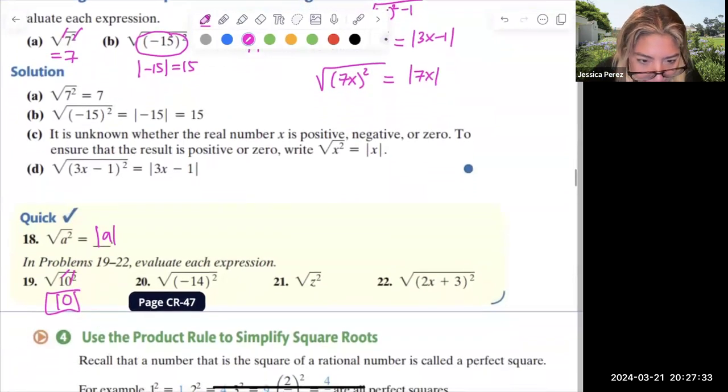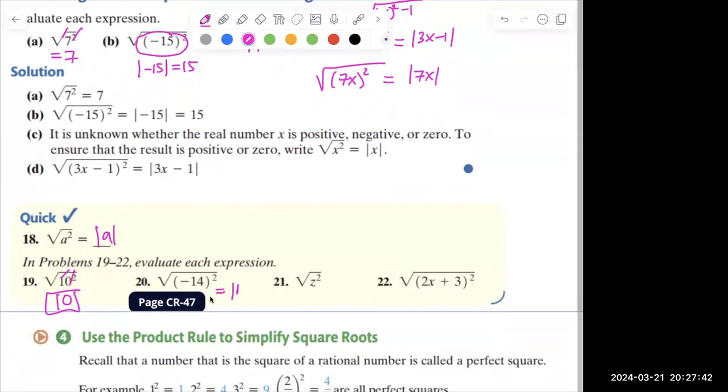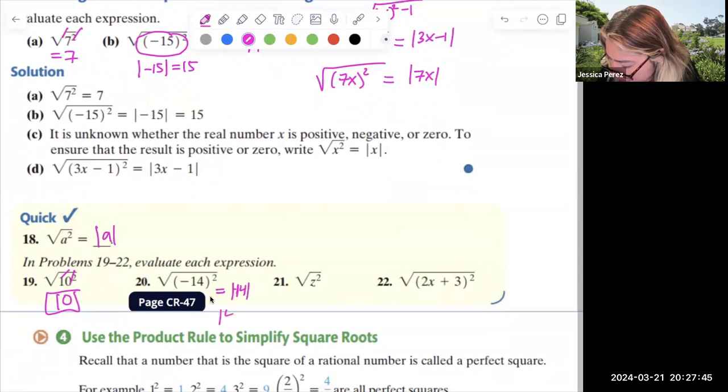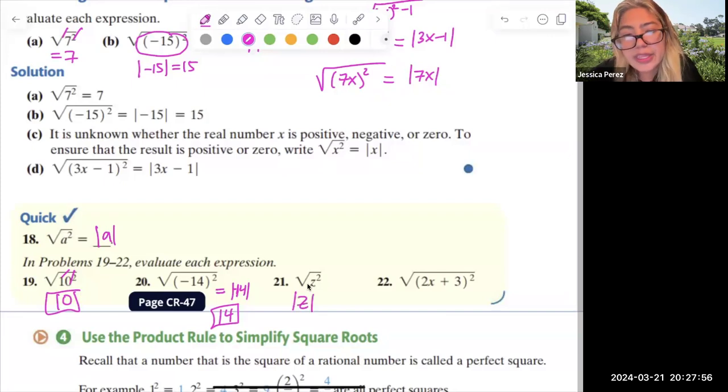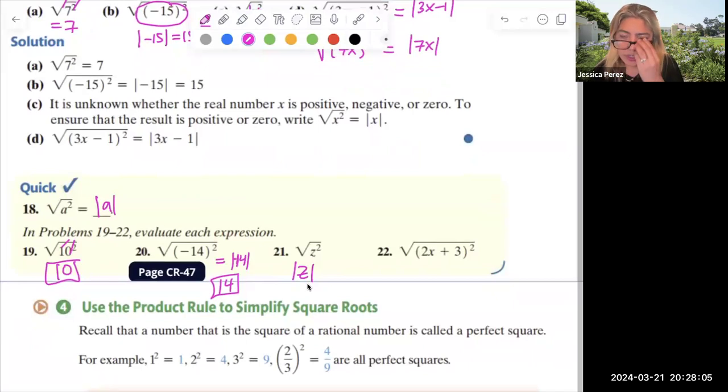What about for 20? I like number 20. It would be the absolute value of negative 14, which is positive 14. So be careful, because you already have a negative, you have to take the absolute value. For 21, we don't know what Z is, so it has to be the absolute value. And then what about the last one? What would be 22? The absolute value of 2x minus 3.